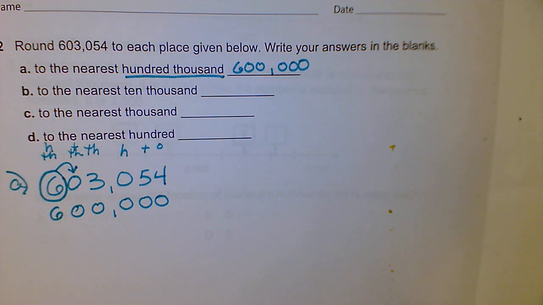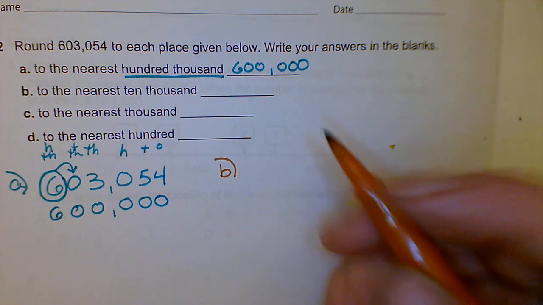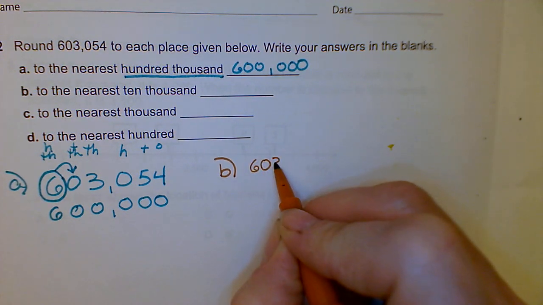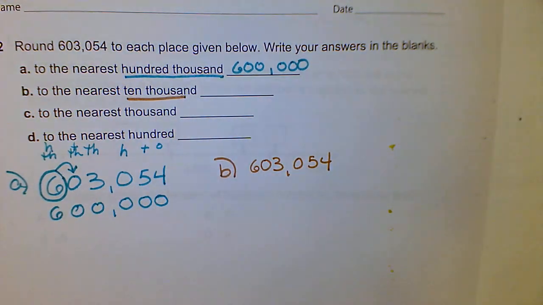All right, let's do the next one. So for answer choice B, we're starting with the same number. So we're starting with 603,054, but now I'm going to round it to the nearest 10,000.